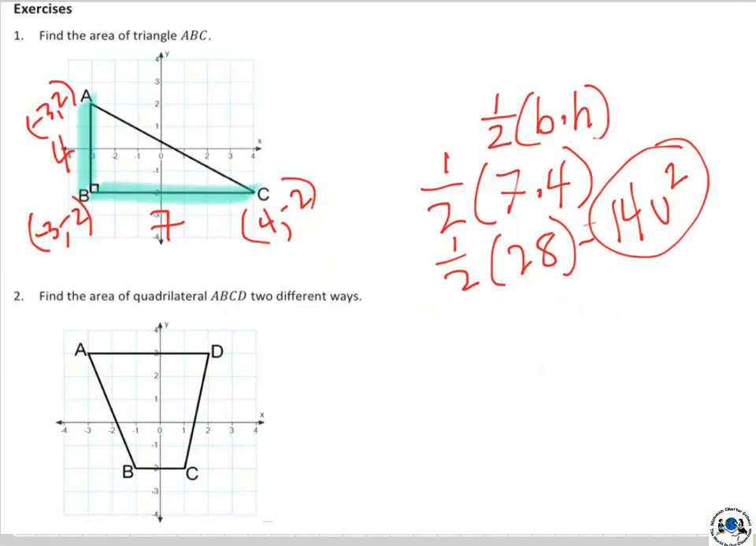Now the next one is number 2 here. Find the area of the quadrilateral ABCD 2 different ways. One of those ways will include deconstruction or decomposition, and the other is kind of a secret. So if you want to go ahead and do it one way first, because you might not be able to do it a second way, that second way you'll be quite thrilled to see.